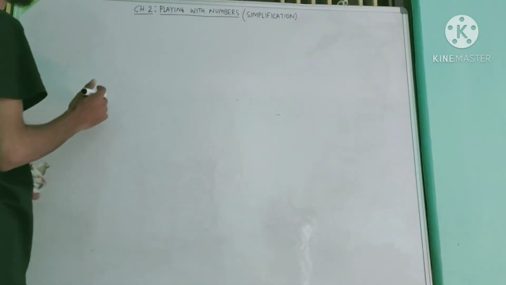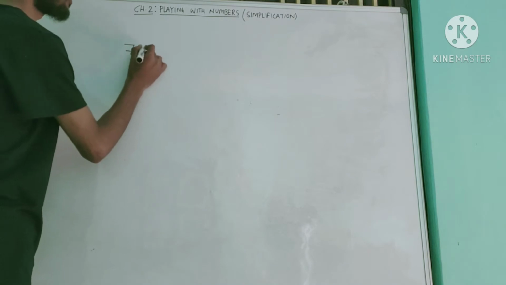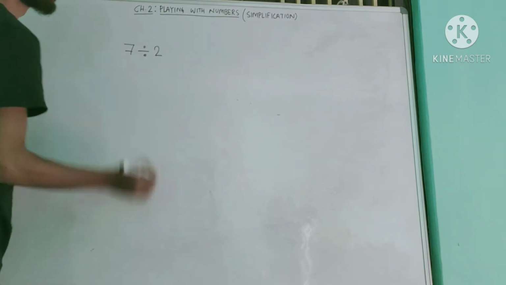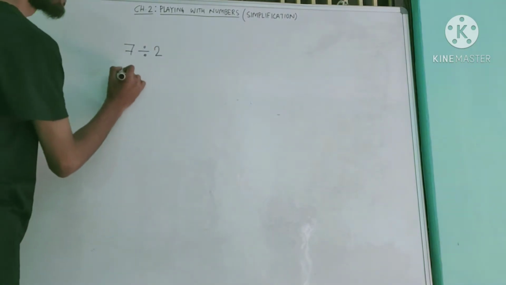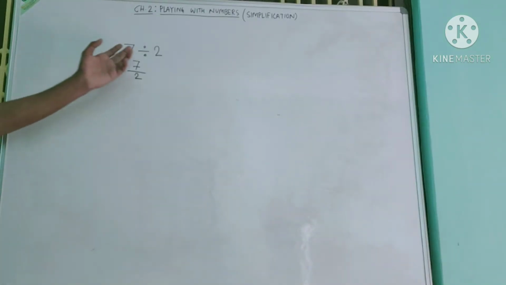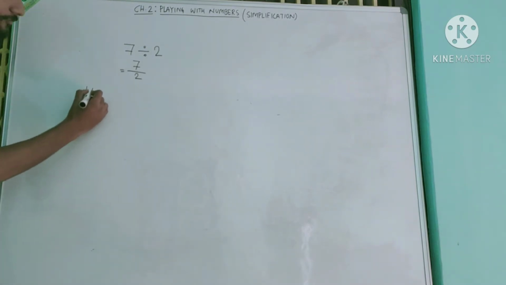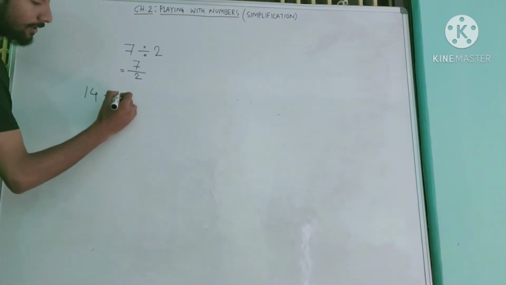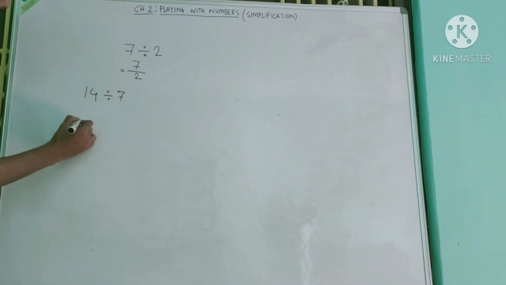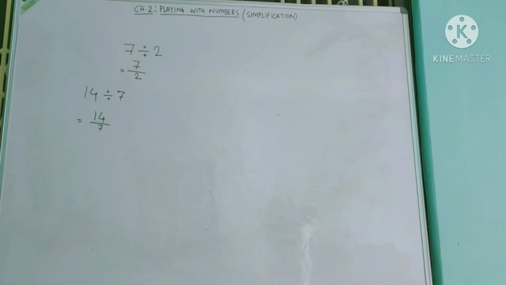Now we'll show you another form, which is, suppose, 7 divided by 2. The meaning of this is 7 by 2. Okay, 7 divided by 2 means 7 by 2. Suppose there is 14 divided by 7. Then it can be written as 14 by 7. Okay, I think it's clear for everyone.